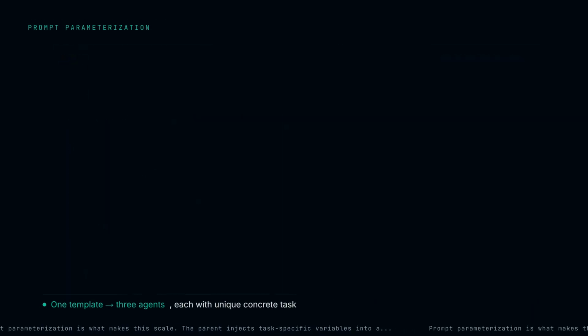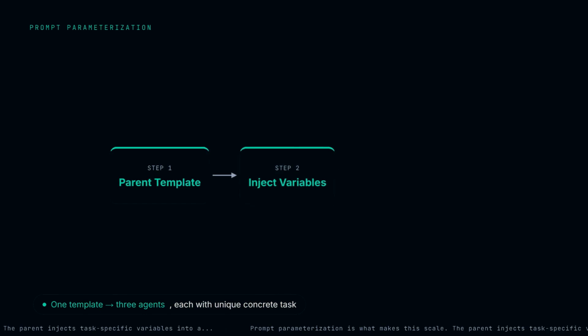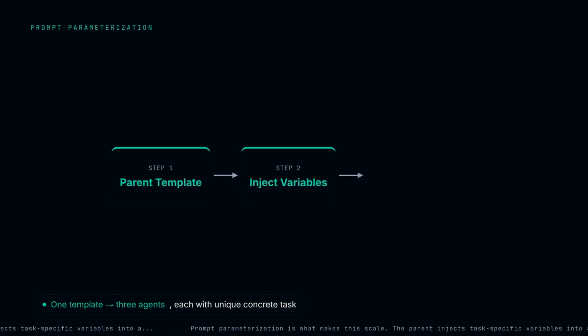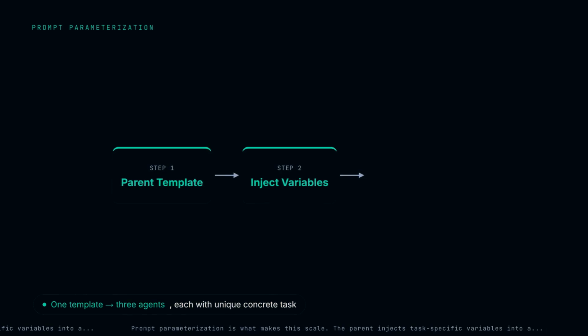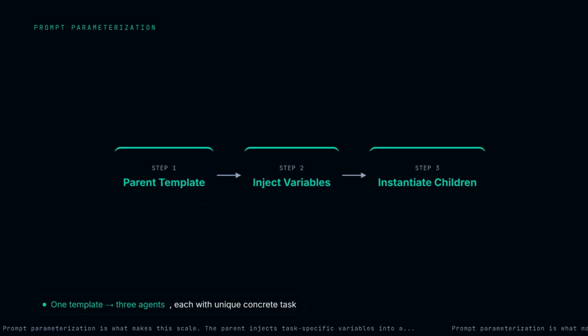Prompt parameterization is what makes this scale. The parent injects task-specific variables into a template, dataset_ID, schema constraints, error thresholds, creating a unique instruction set for each child without any retraining. One template, 3 datasets, 3 child agents instantiated in parallel.